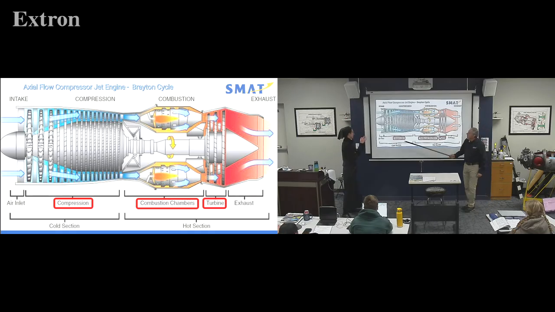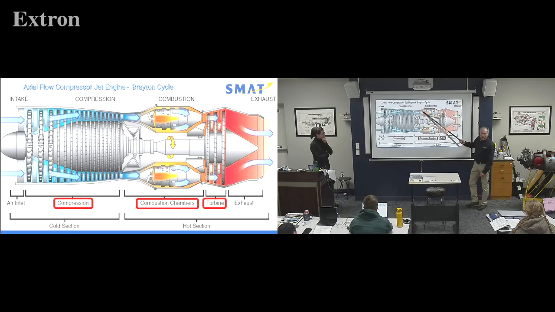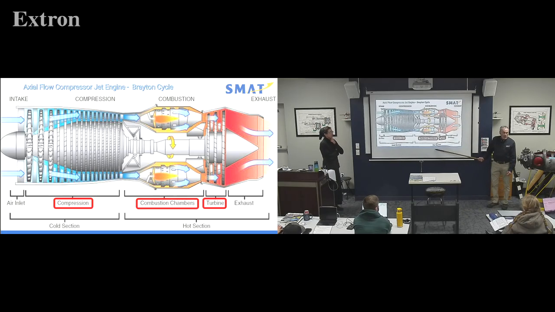So everything up to this point, right up to the diffuser, is called the cold section. And everything starting with combustion, right there in the burner can where the actual flame starts, going back, is called the hot section. Nothing too difficult about that.